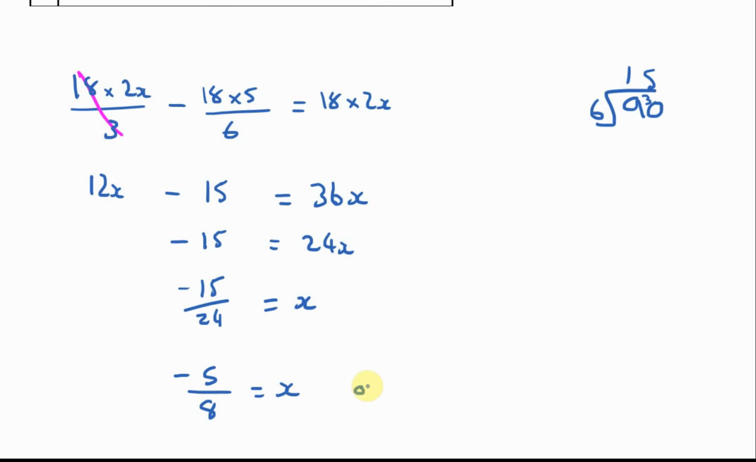I could also have rewritten that as x is equal to minus 5 over 8. It doesn't matter. It's good form having the x on the left. But in this case, obviously nothing changes because it's an equal sign and not a greater than or less than.